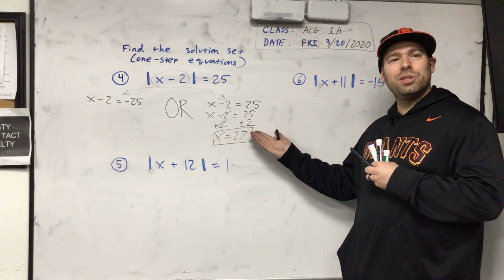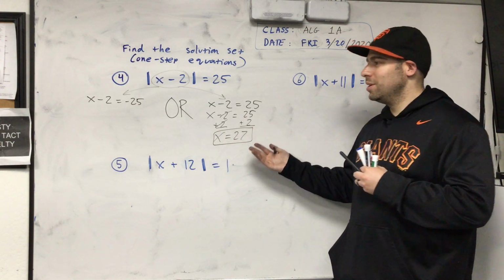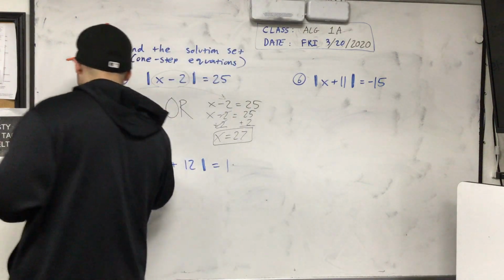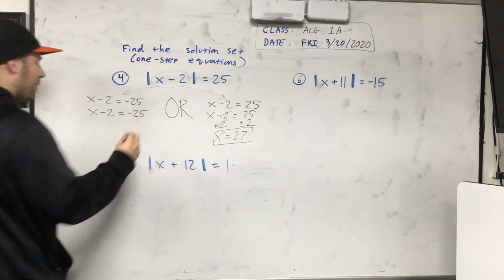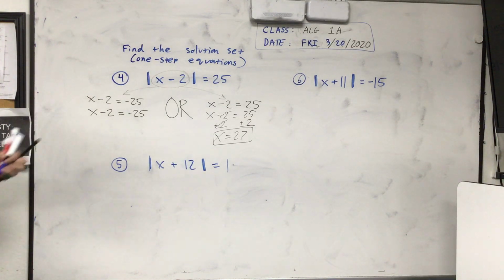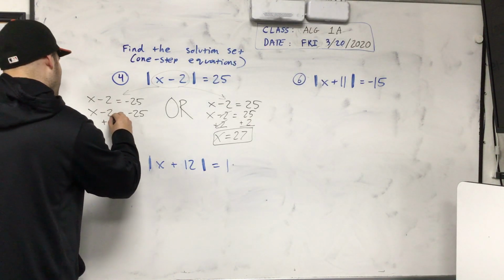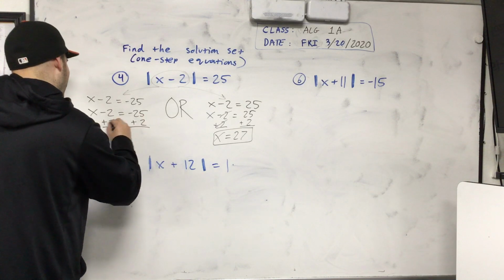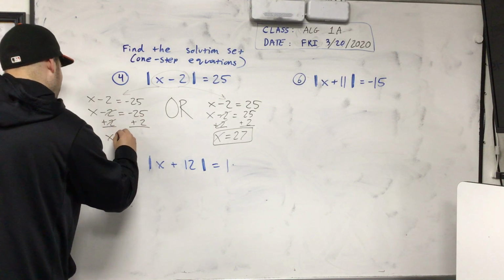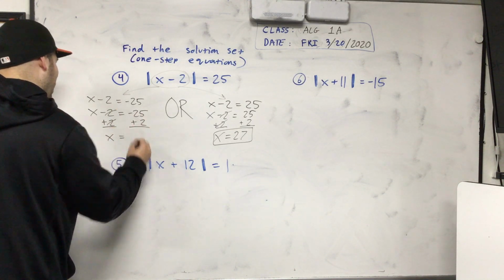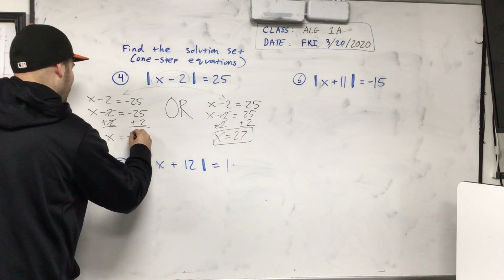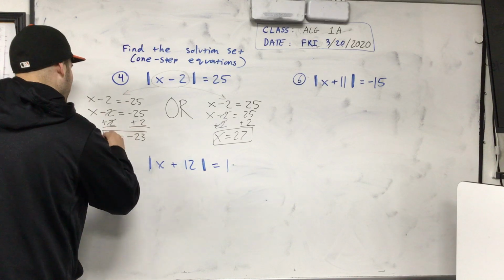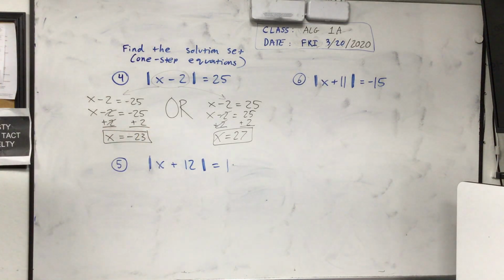Is that the only solution? No. So I'm going to check the other side. X minus 2 equals negative 25. I'm going to do the same process. I'm going to add 2 to both sides to undo that outer layer. So x is equal to whatever negative 25 plus 2 is. You get a calculator. That's going to be negative 23. So x has 2 solutions.